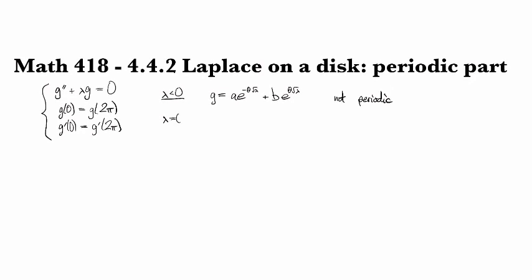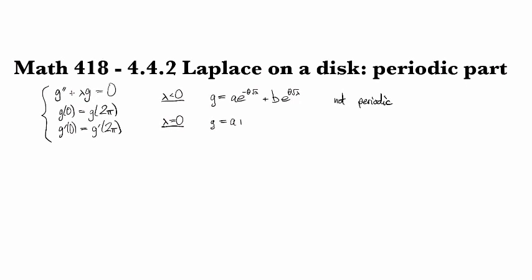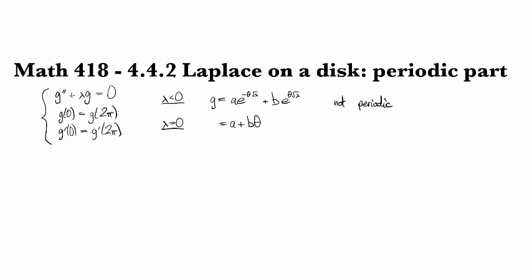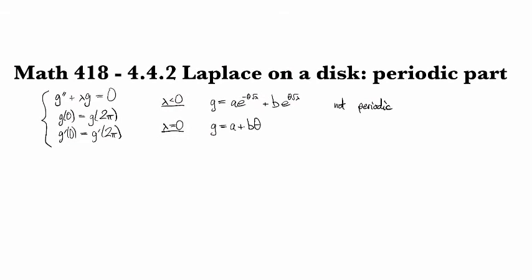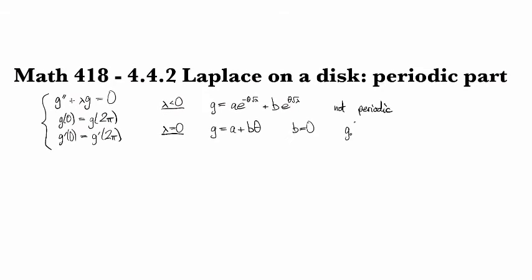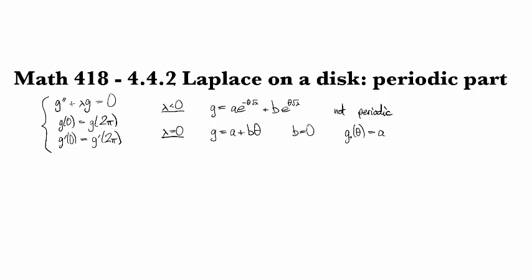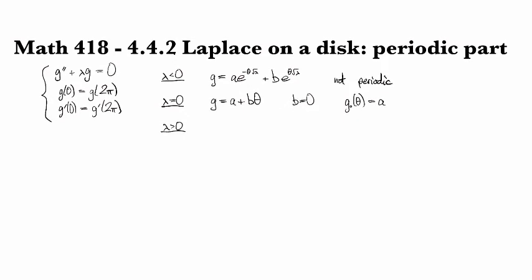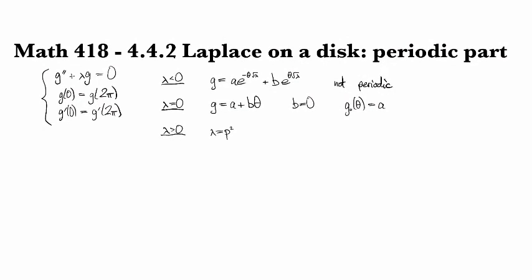We could look for solutions when lambda is equal to 0. In this case, g is going to be a plus b times theta. And that's not going to be periodic if b is non-zero. But if b is equal to 0, then it actually works. So we'll take g0 of theta to be some constant function. And then we look for positive spectrum, so in this case we can put lambda equal to p squared.